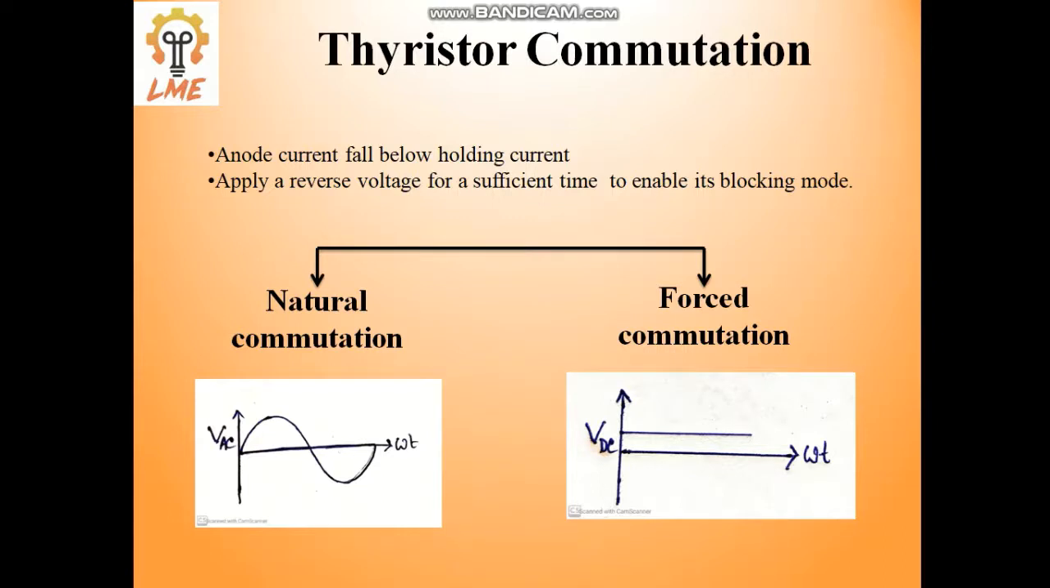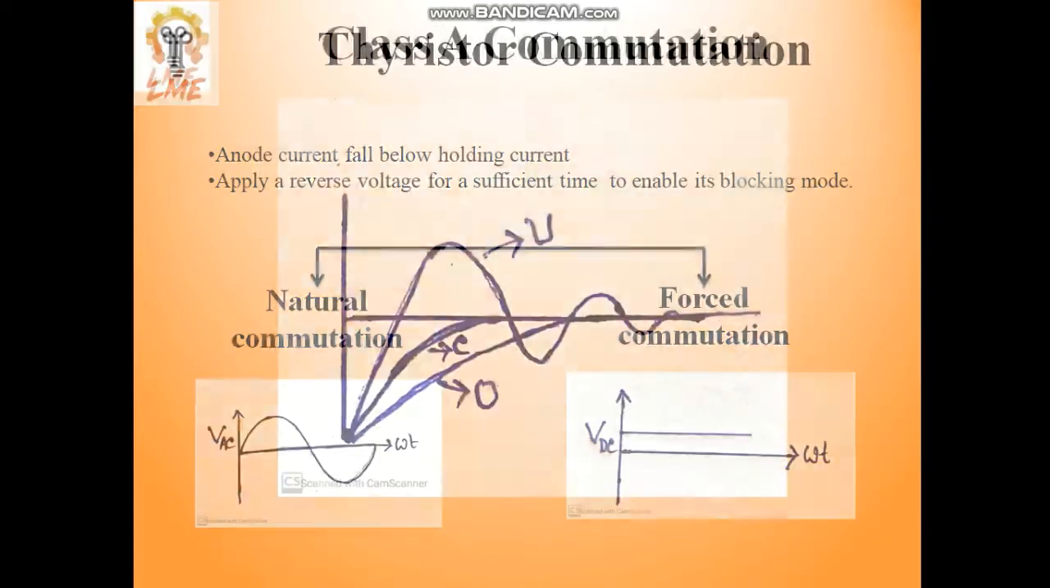There are a few commutation circuits: class A, class B, class C, class D. In this particular video we will discuss class A commutation and class B commutation. Okay, so let's go for the class A commutation.